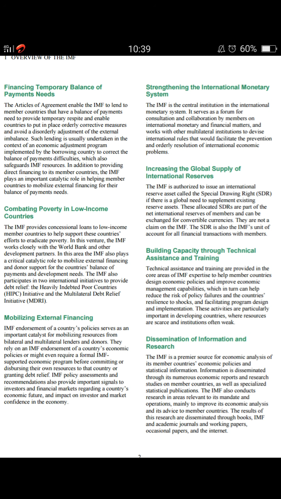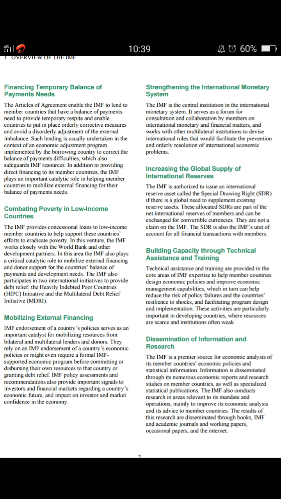The next function of IMF is strengthening the international monetary system. As IMF is the central institution in the international monetary system, it collaborates with members and plays an advisory role in their monetary and financial matters.